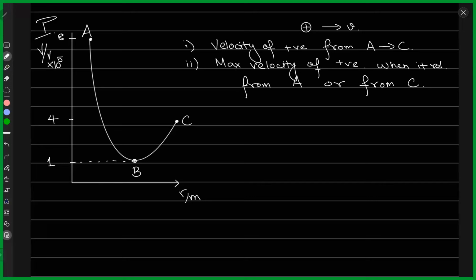All right. So how would you go about the first problem, the velocity of the positively charged particle for its entire journey, essentially from A to C? Can someone unmute and help me solve this problem?